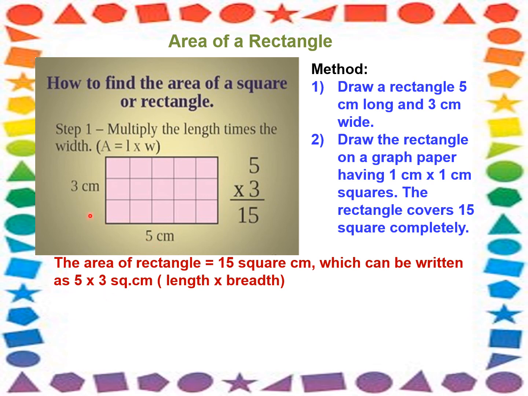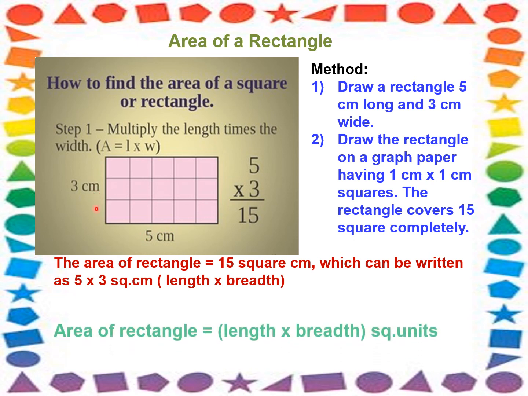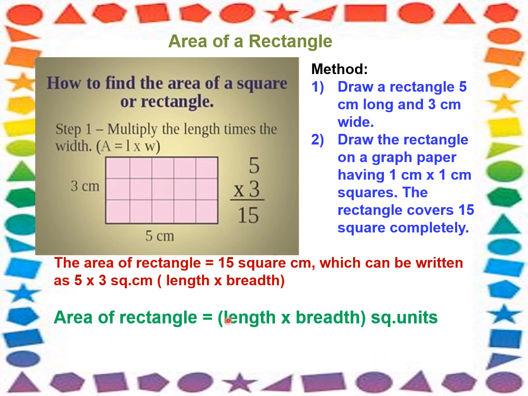We can do multiplication also. 5 multiplied by 3 square centimeter means length multiplied by breadth. So 5 is the length and 3 is the breadth. So area of rectangle equals length multiplied by breadth, in square units.